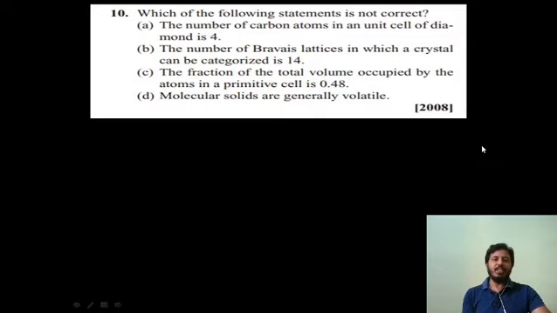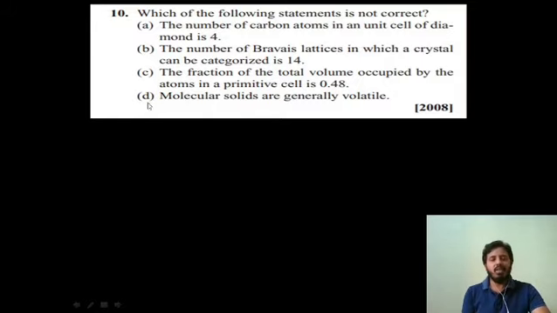Question number 10. Which of the following statement is not correct? The number of carbon atoms in an unit cell of diamond is 4. Yes, it's the correct statement. The number of Bravais lattice in which a crystal can be categorized is 14. Yes, we know that the possible types of crystal lattice is 14, and they are mentioned as Bravais lattice.